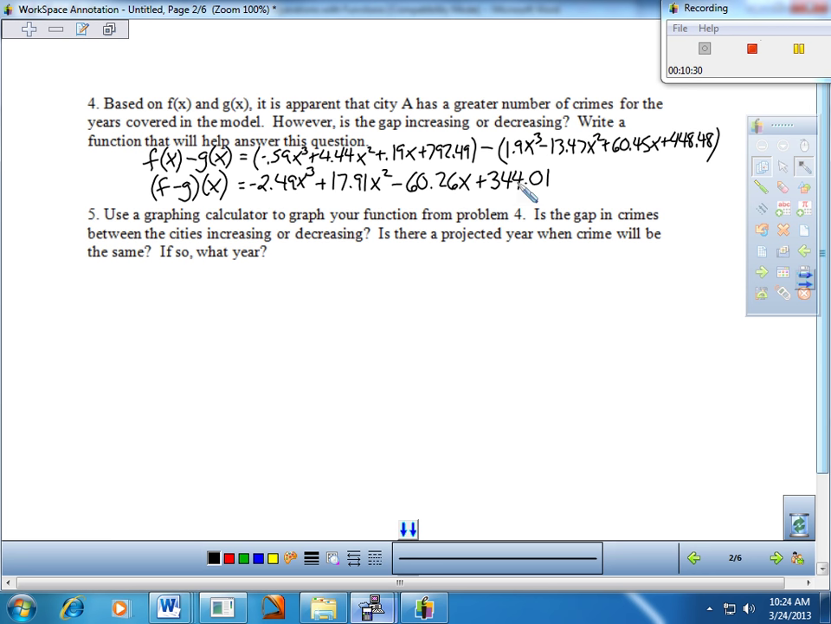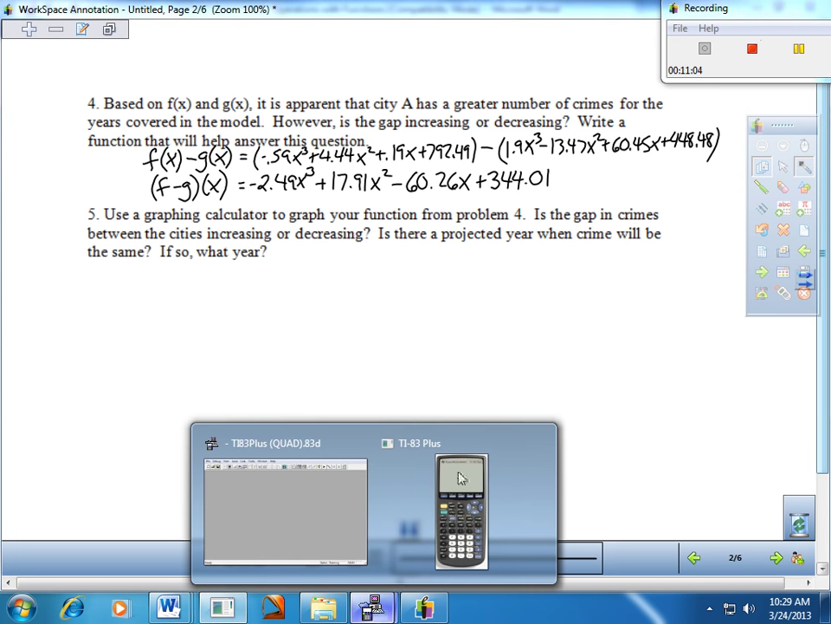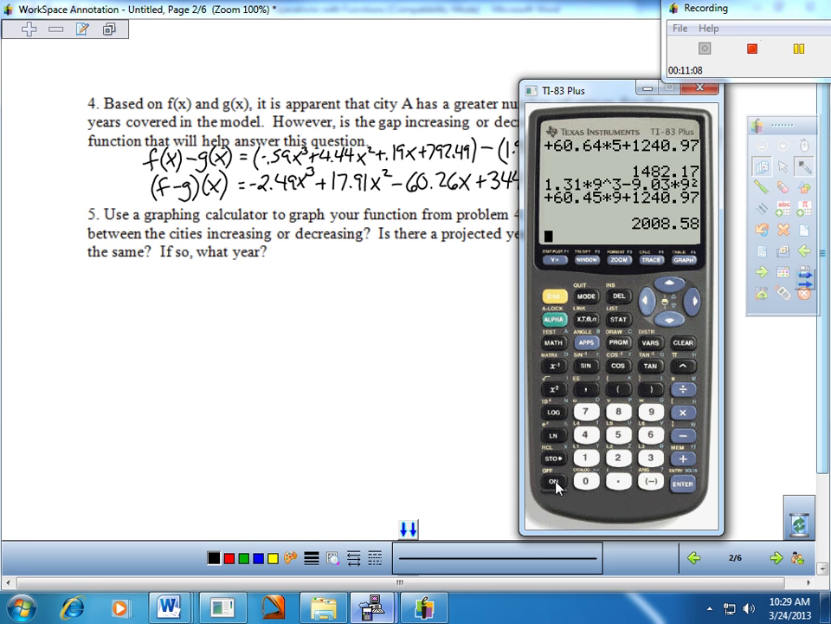Use a graphing calculator to graph your function from problem 4. Is the gap in crimes between the cities increasing or decreasing? Is there a projected year when crime will be the same? And if so, what year? Okay, kind of cool. Let's go for it. Let's get some experience with these graphing calculators and work with them a little bit.